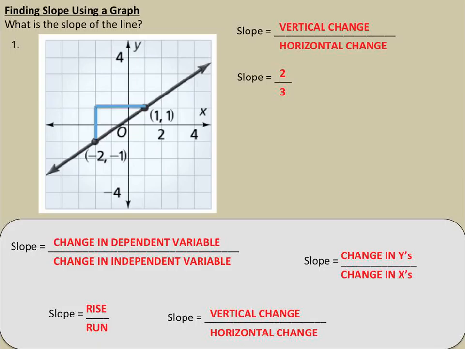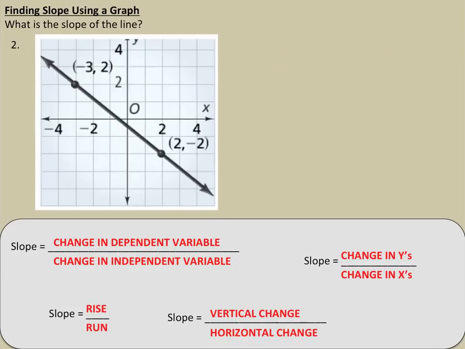Don't change it into a decimal. Just leave it as a fraction. If you could simplify it, you would, but 2 over 3 you cannot, so we just leave it. All right, easy enough. Here's another line.